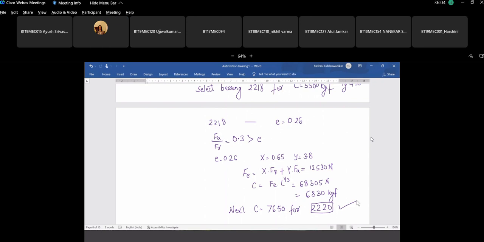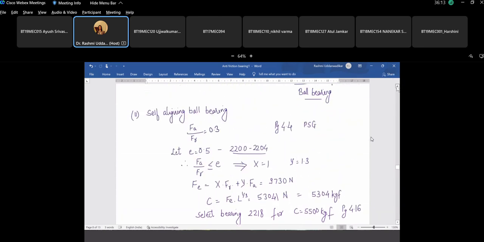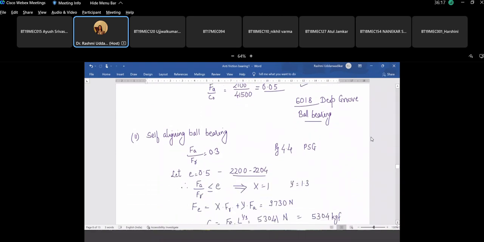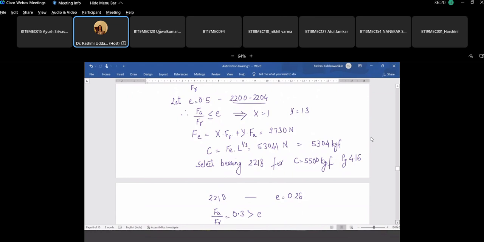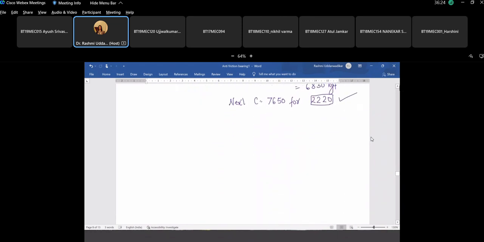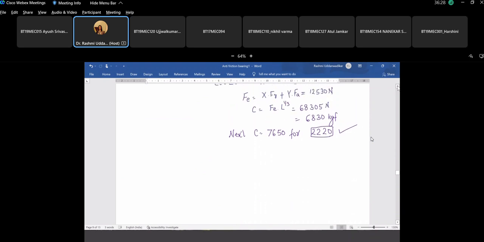So if it's a self-aligning ball bearing, then 2220. And if it is a deep groove ball bearing, then what was the number? 6018 deep groove ball bearing. So both of them would be sufficient to withstand the radial load of 7000 Newton and axial load of 2100 Newton with a life of 162 million revolutions at 300 RPM. This is how you design a ball bearing.